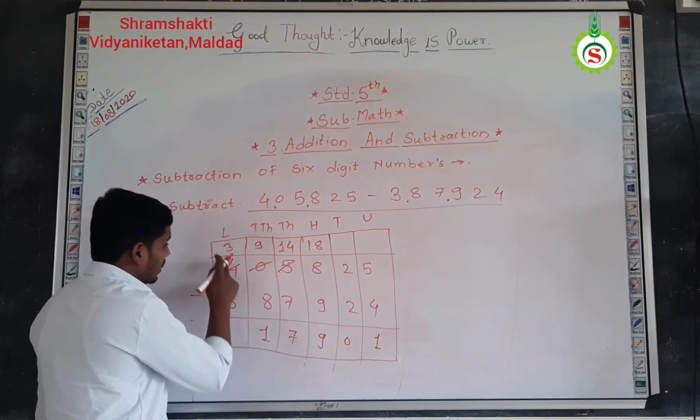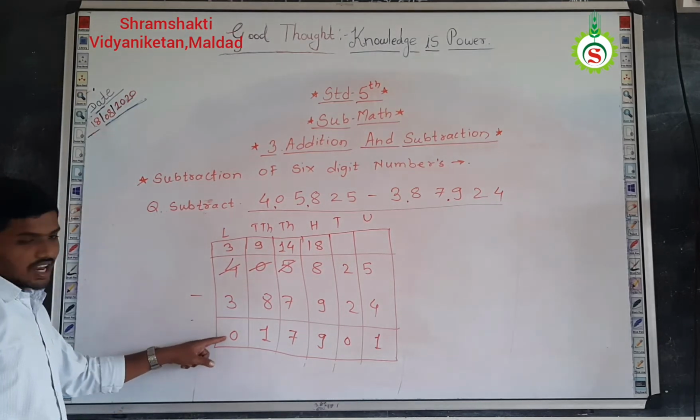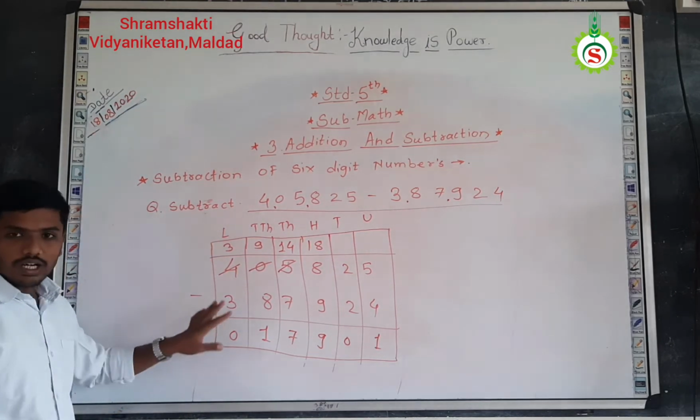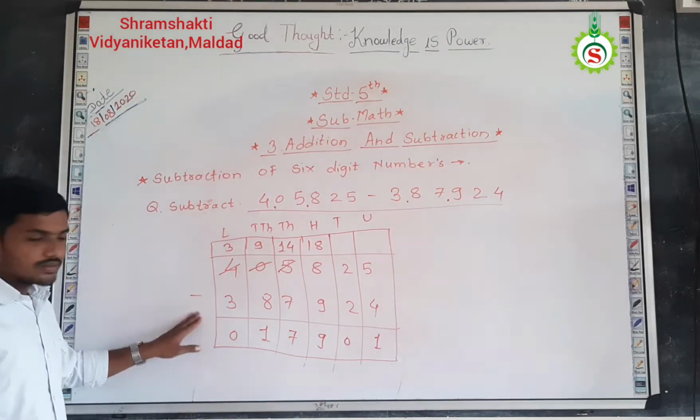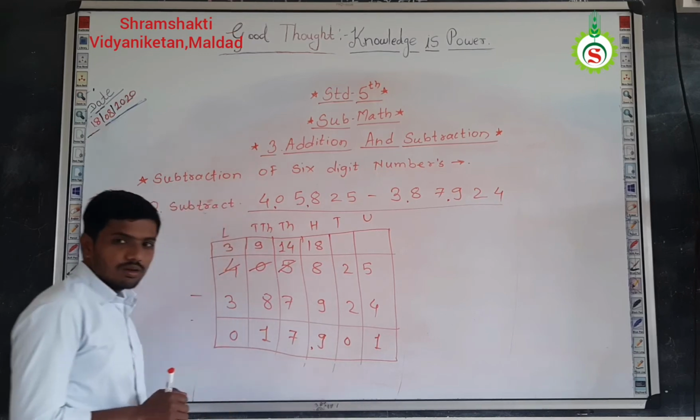Answer is 1. 3 minus 3, answer is 3. So we have reached the last place. That means our addition and subtraction is over. So you will get the answer. And if you want to read the answer, how will you read it?